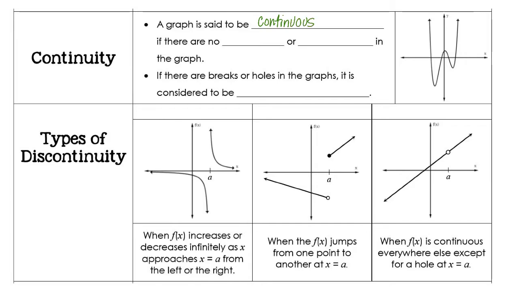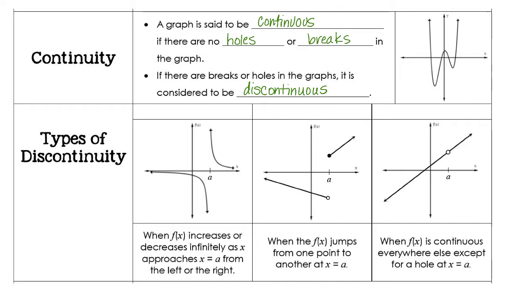if there are no holes or breaks in the graph. If there are breaks or holes in the graph, it is considered to be discontinuous. Okay, and notice, if we are discontinuous, we have specific types of discontinuity.